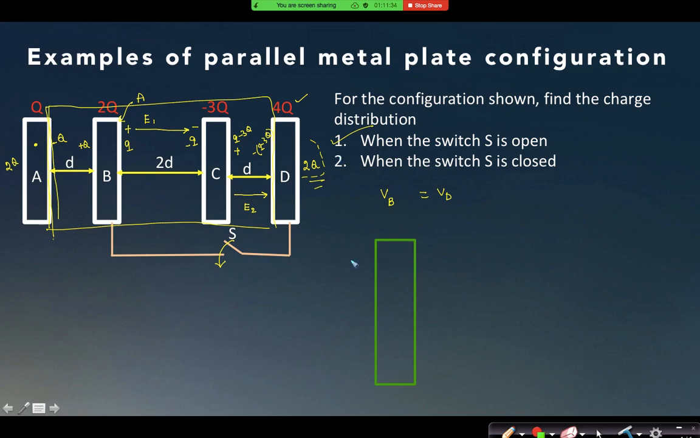ঠিক আছে? Now I will calculate what is E1. Look, if I take the plate B, the charge on this surface of the plate B is small q. Now I will take a Gaussian surface like this. Can I take a Gaussian surface like this for an infinite plate? Yes or no? Yes, sir. The electric field at this point is E1. Can you tell me what is electric field at this point? Zero.